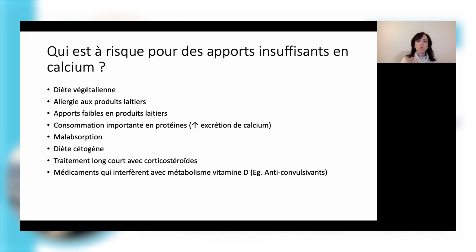So in your patients, who should you think of? Who is at risk for having insufficient calcium intake in the diet? Well, definitely vegan diets, people who have allergies to dairy products, those who have obviously very low intake of dairy, a very high protein diet, because that increases the excretion of calcium via the kidneys, children with lots of malabsorption, ketogenic diets for kids on epilepsy, kids who have long-term corticosteroids, or other types of medications like antiepileptics, for example, that will interfere with the way calcium and vitamin D are metabolized and absorbed.